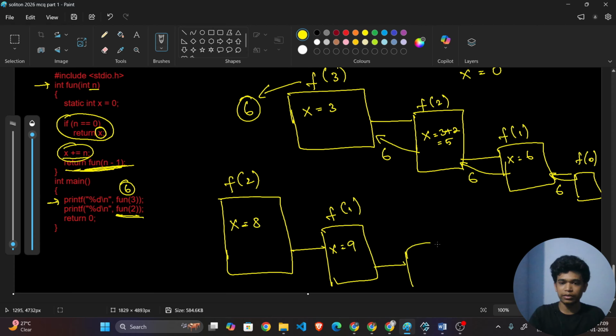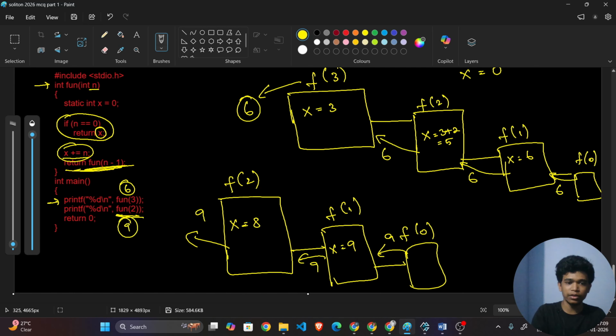Then go to the next thing, f of 0. Here it will be returning the x value, which is equal to 9, and here also it will be returning x value 9, and here also 9. So here instead of this you substitute 9. Can you understand this? Yes. So what is going to be your output? It is 6 and 9. So this is going to be your output.